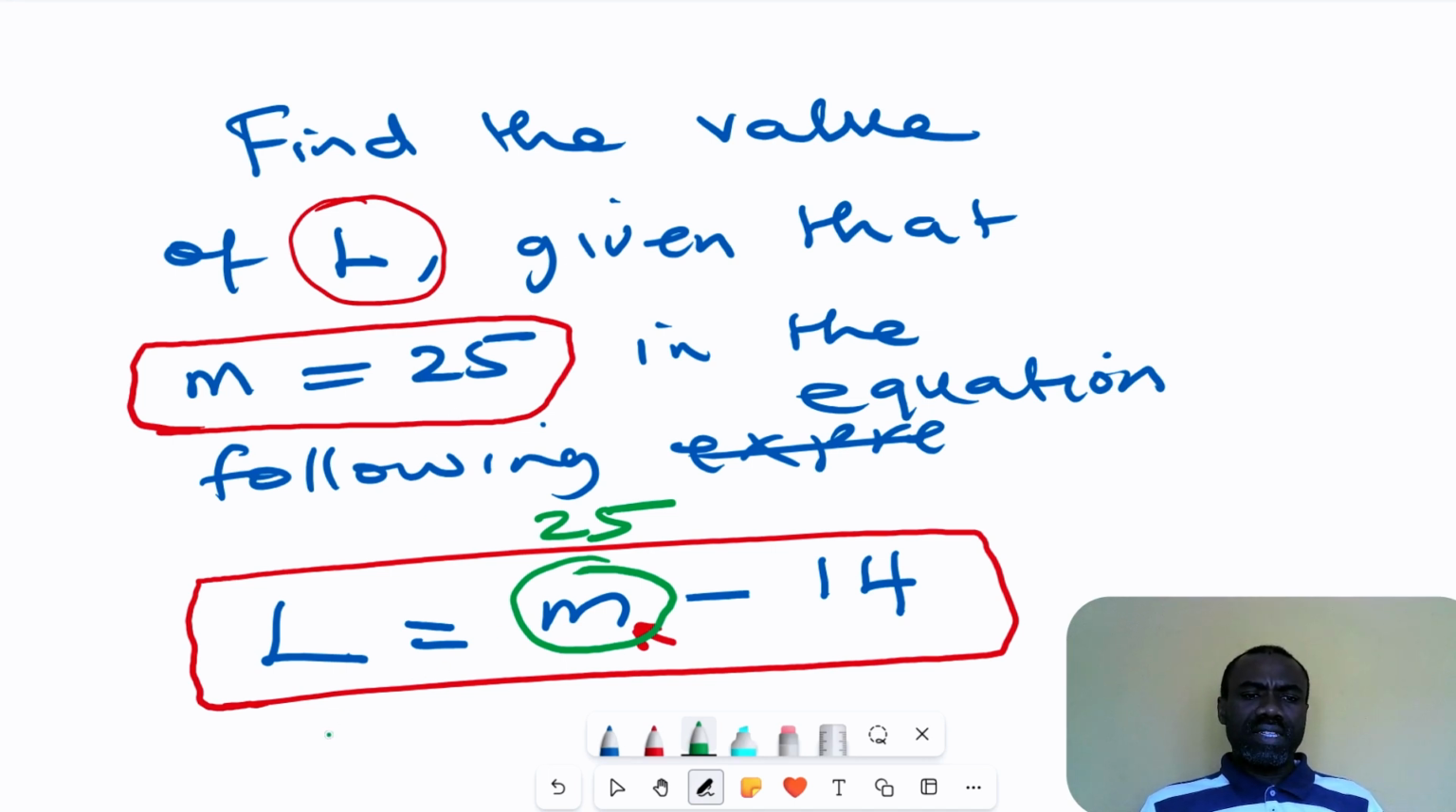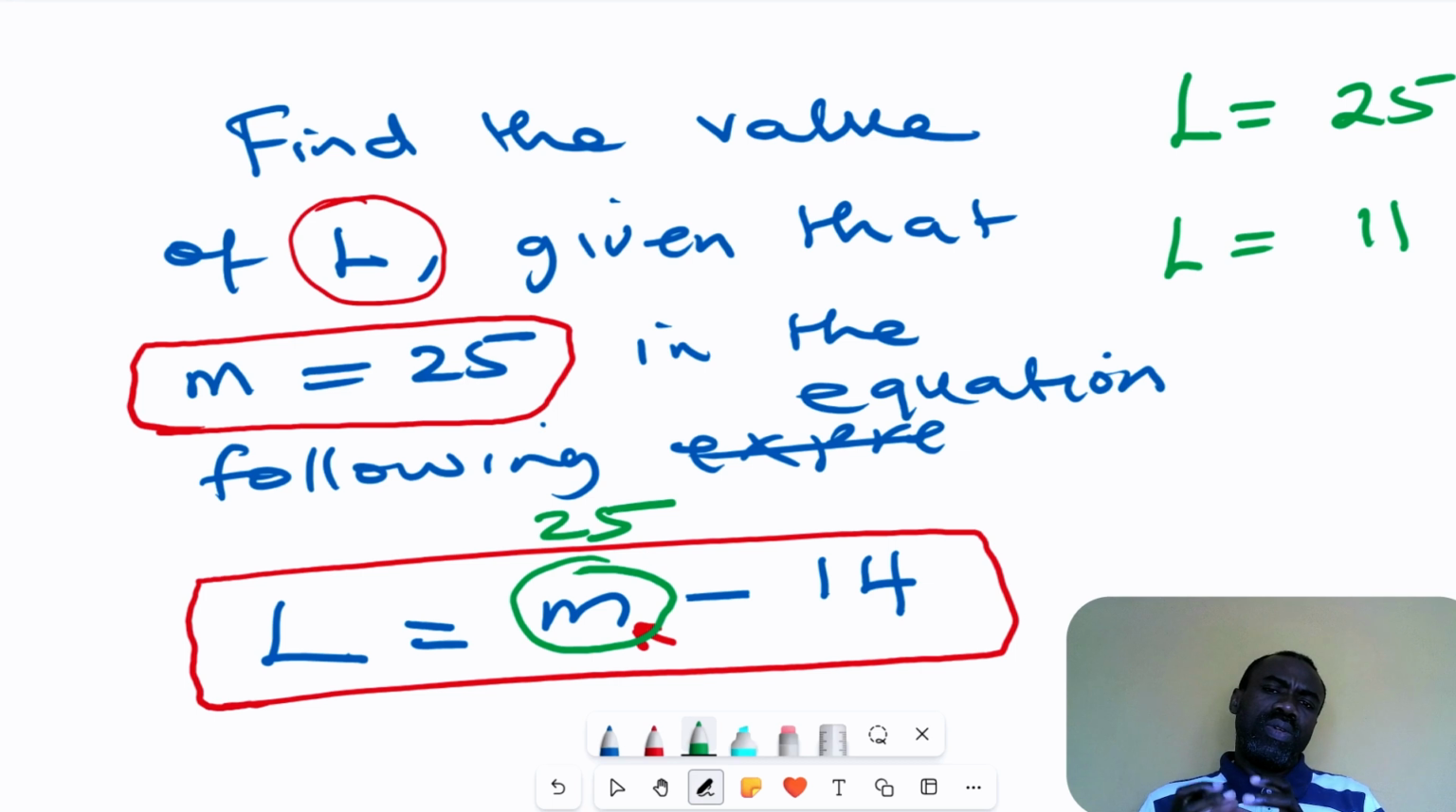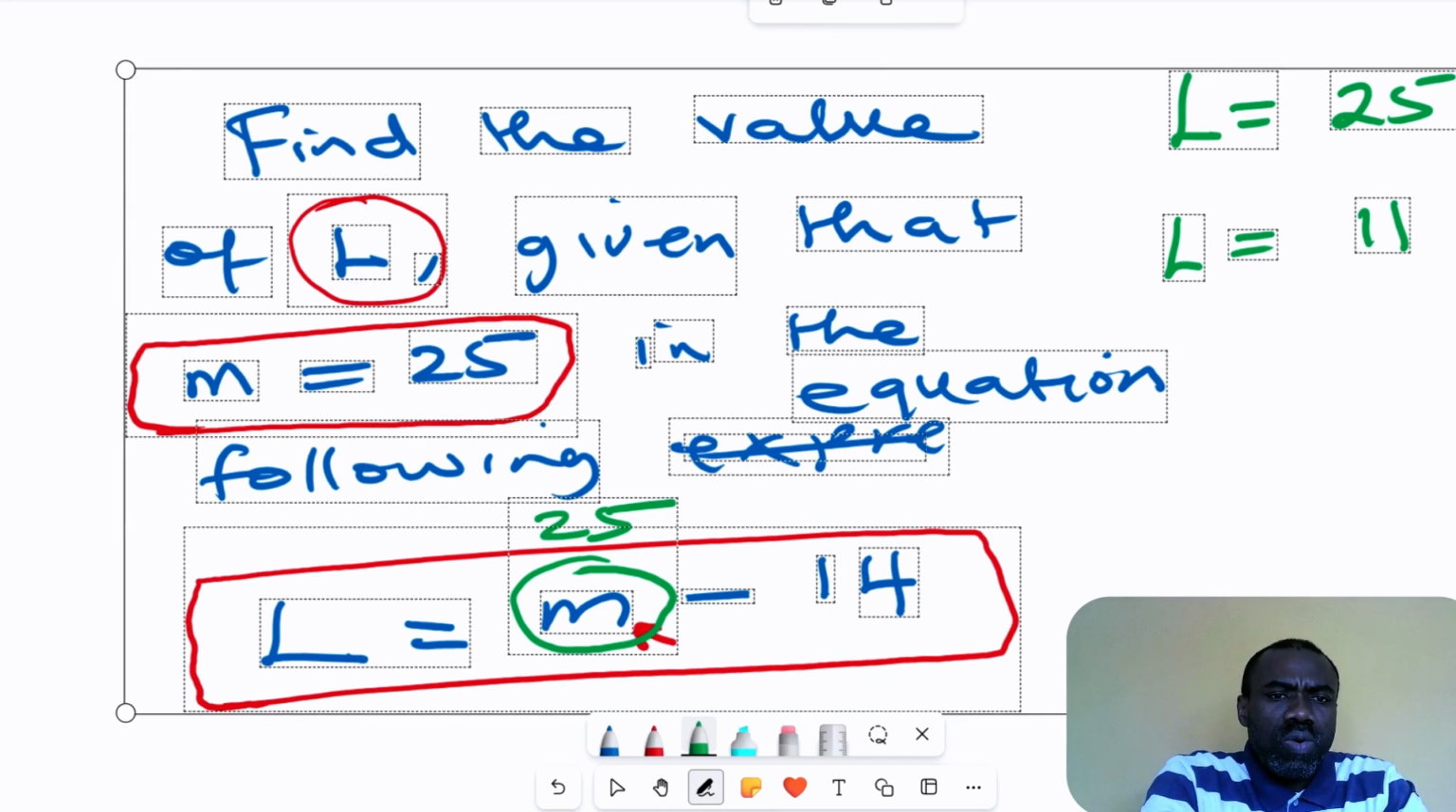So looking at this, we can say that L is therefore equal to m. In place of m, we can put 25. We can substitute m with 25 because we've been given that m is 25. And then we will carry on with the rest of the equation, which is minus 14. So L then becomes 25 minus 14, which is 11. So now we know the value of L. It's very simple. Let's try one more example.